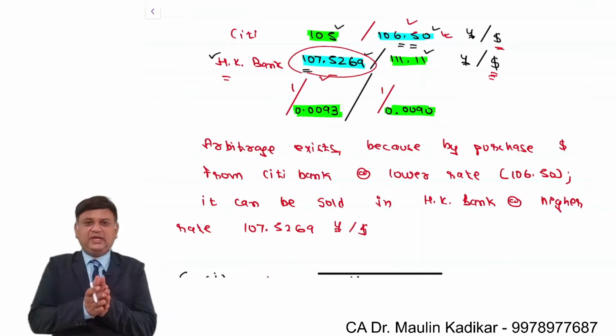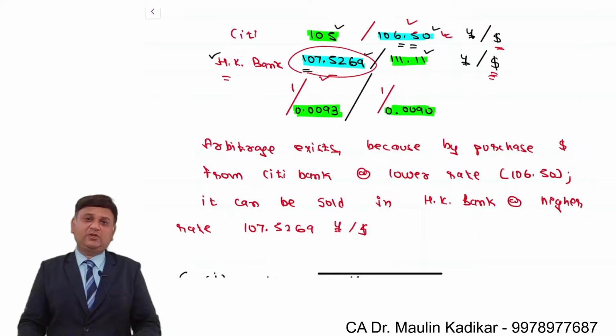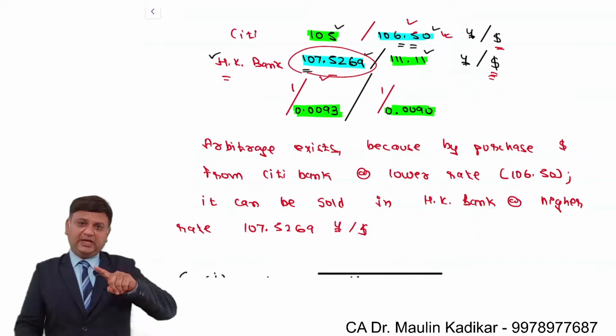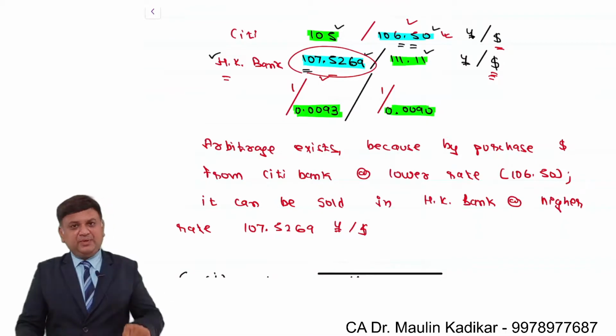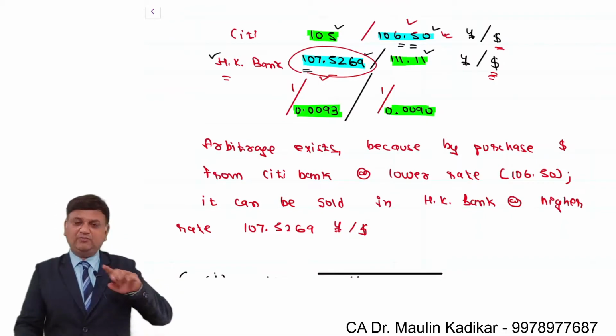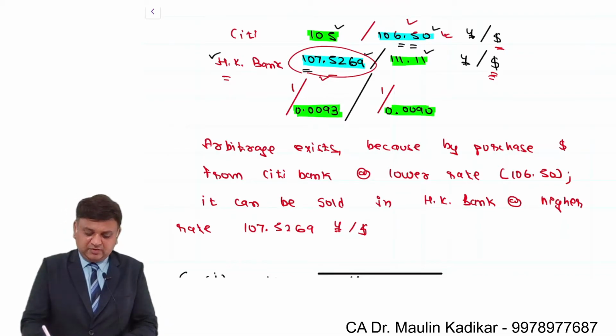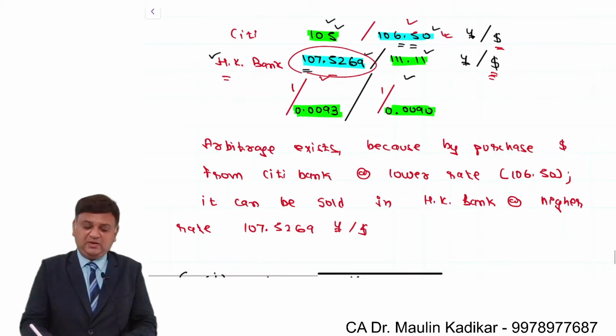Friends, instead of making a comparison of yen per dollar, you could have made the comparison of dollar per yen for the entire answer. Remember that the sequence of the transactions that we have written will not change, it will remain the same. The only thing which is important according to me is that you understand which rates are required to be compared for the purpose of arbitrage. That is important.